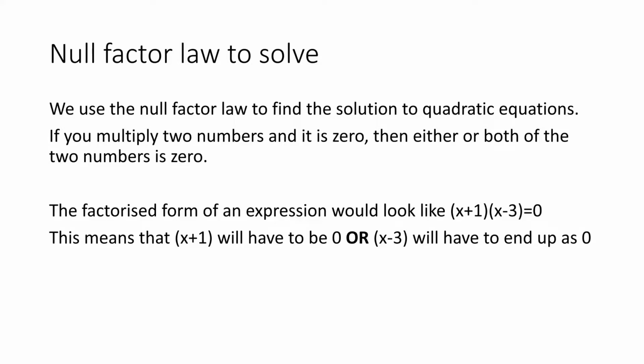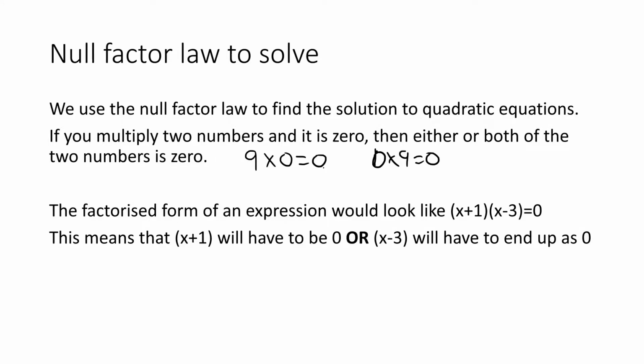Okay, last thing for this exercise is the null factor law. The null factor law is used to find a solution to a quadratic equation. If you multiply two numbers and it's 0, so 9 times 0 will make 0, one of them will definitely have to be 0. Or 0 times 9 is equal to 0. We don't know what they are, but one of them will be 0 to make it equal to 0. Because if you times something by 0, you get 0.